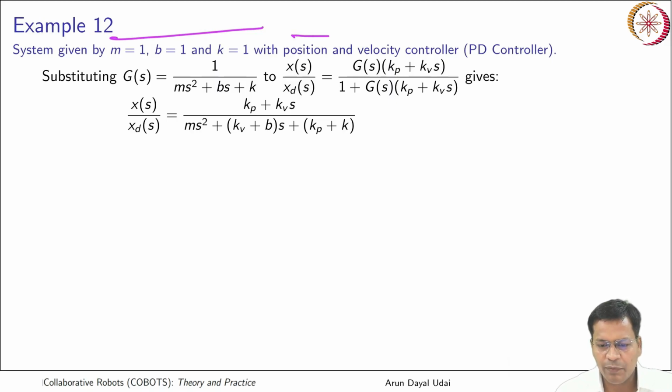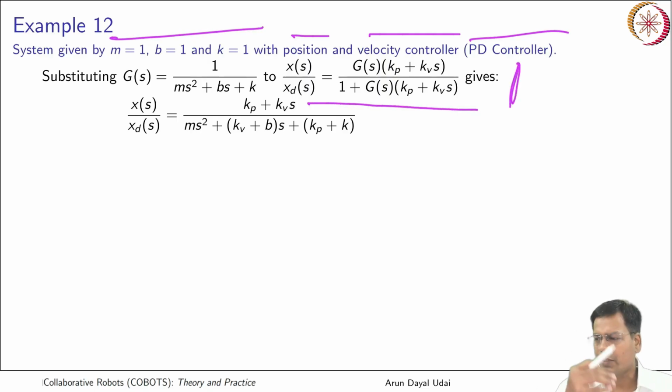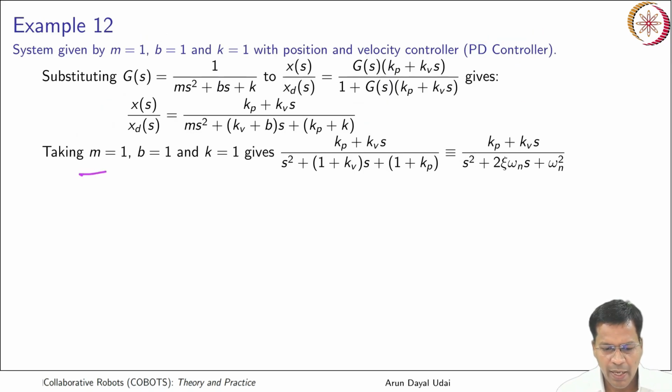So position and velocity controller, it is a PD controller I am going to do. My system gain is now given as this. You have seen it by the analysis that we did earlier. The whole system output by input, that is the desired KD XD value and the actual value XS, the ratio of that gives me this system transfer function. This time m is equal to 1, b is equal to 1, k is equal to 1. I have just substituted the m, b and k values and I got this.